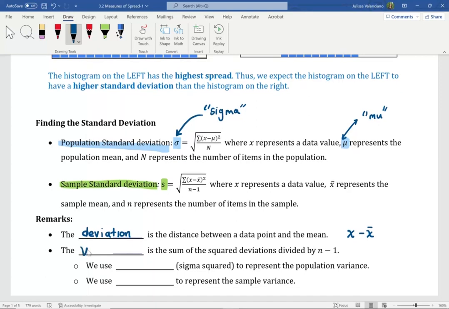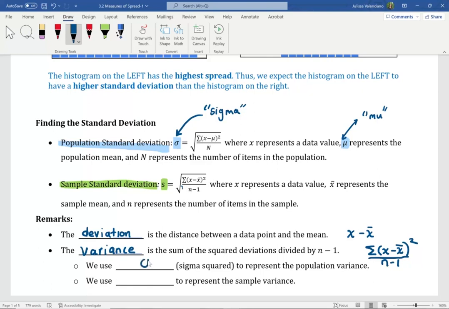In practice, you might hear someone talk about the variance, which is why I want to mention it here. The variance is going to be the sum of the squared deviations divided by n minus 1. In other words, the variance is equal to, and I'm just going to write it here, the sum of x minus x bar squared divided by n minus 1. So notice, the variance is the expression inside the square root. In other words, it's the expression you get before you take the square root.